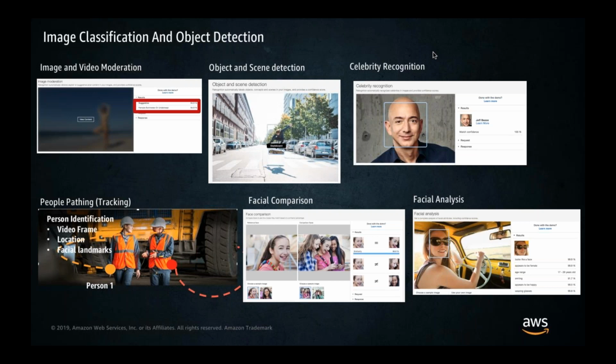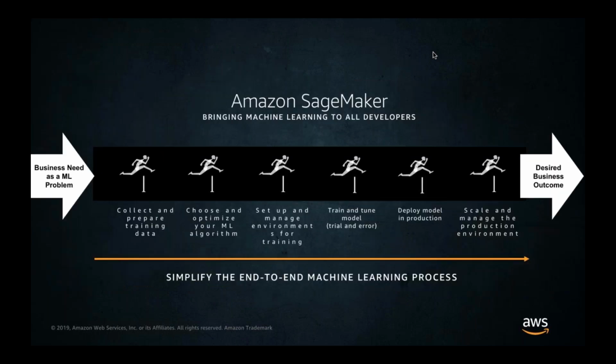There's also people pathing, AKA tracking, which goes beyond basic object detection, but it's something that Rekognition provides. It tracks the person, but also maintains a person ID or index within each video frame, along with location and landmarks. There's also facial comparison and analysis.